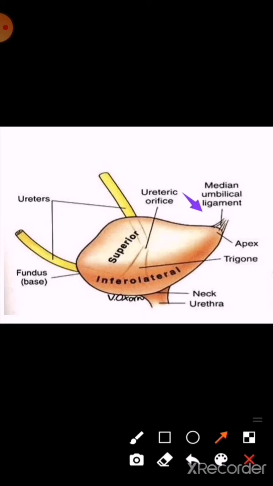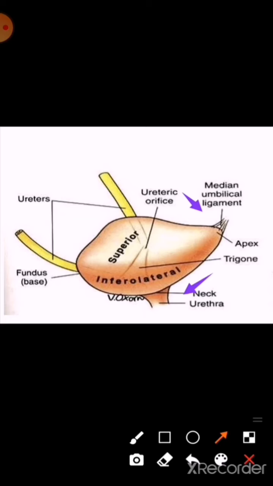Then we have the base, which we cannot quite see in this image because it is directed posteriorly. Then there is also the neck, and this is the lowest, meaning the most inferior, and also the neck happens to be the most fixed part of the bladder. This is something that can most likely come in an MCQ, which is the most fixed part of the bladder, and the answer to this is the neck of the bladder.